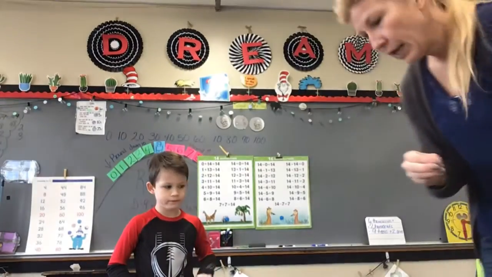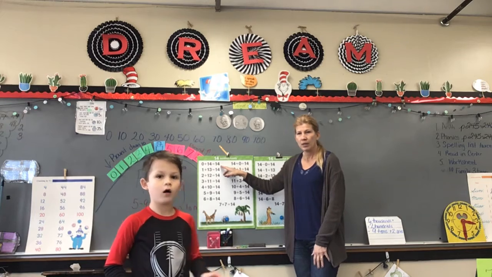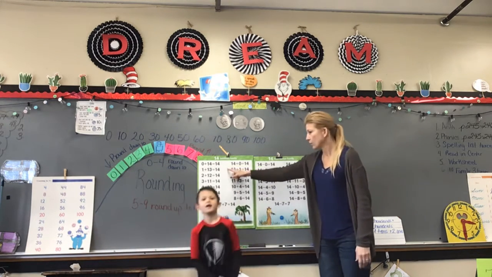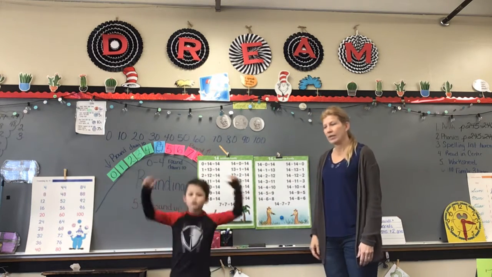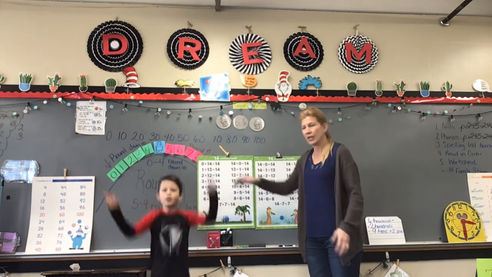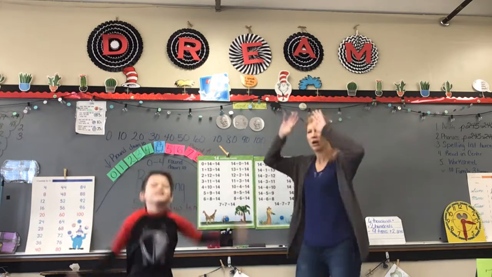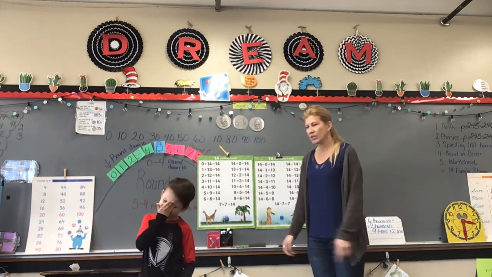All right, so let's go ahead and look at our addition. Ben, come on over here. And we're going to do a jumping jack on the answer. Ready? Begin. 0 plus 14 equals 14. 1 plus 13 equals 14. 2 plus 12 equals 14. 3 plus 11 equals 14. All right, Ben, lead us.